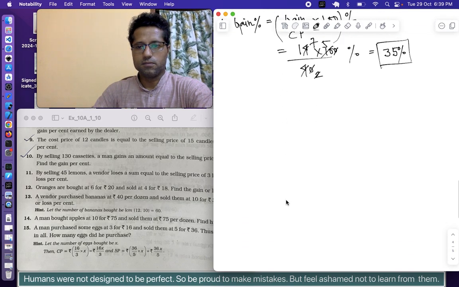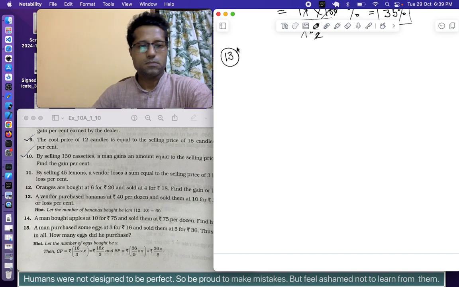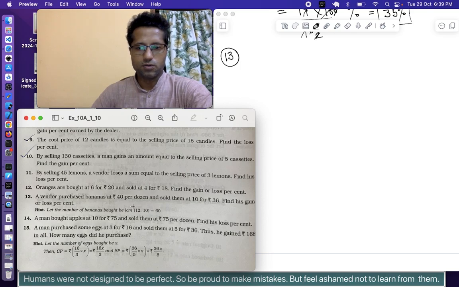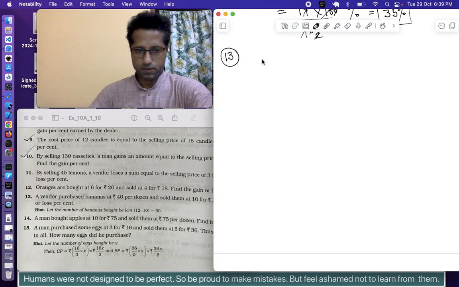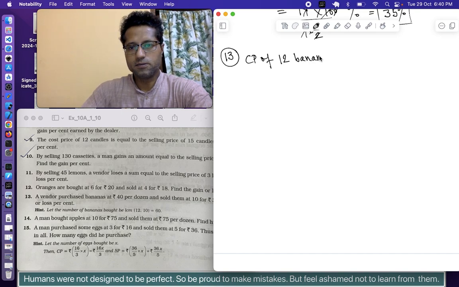Okay, let's do question number 13. A vendor purchased bananas at rupees 40 per dozen and sold them at 10 for rupees 36. Find his gain or loss percent. So we can see that purchased means cost price. Cost price of rupees 40 per dozen, which means 12. Cost price of 12 bananas is given to be rupees 40.